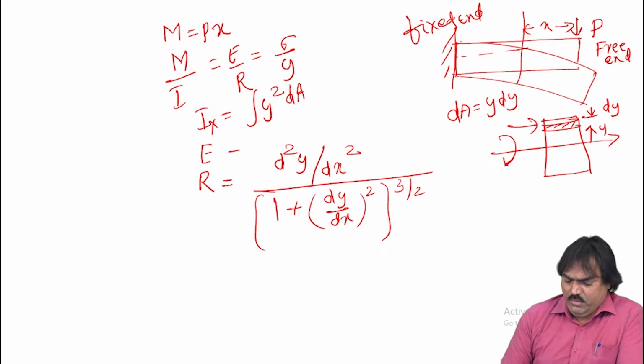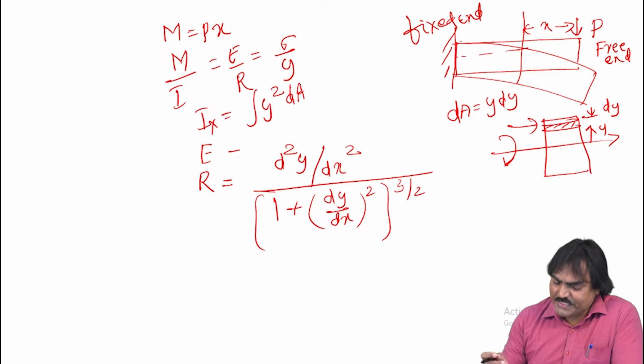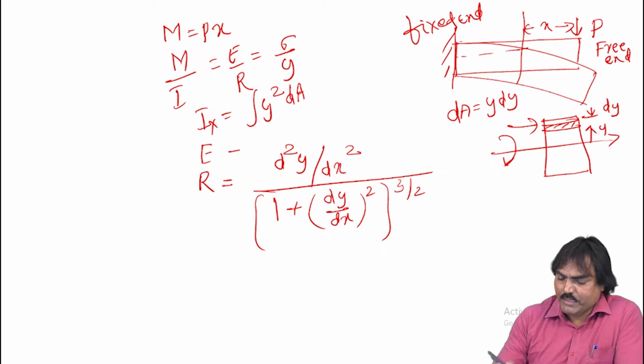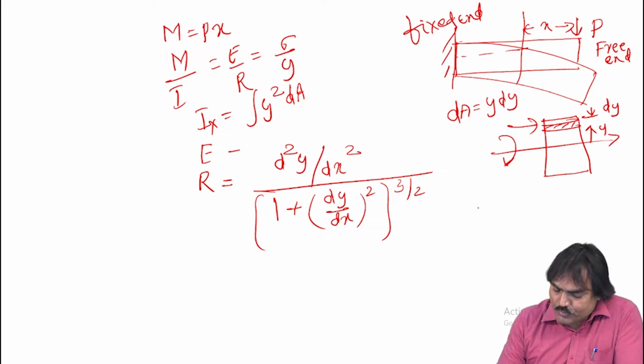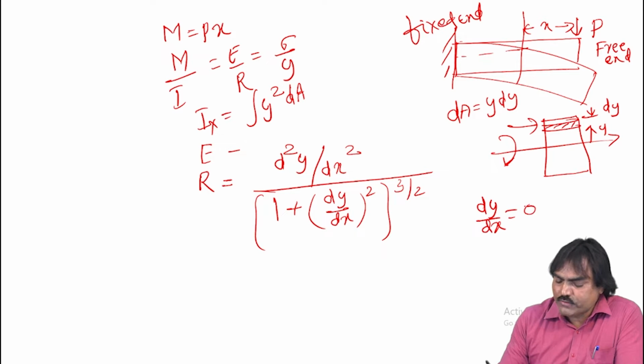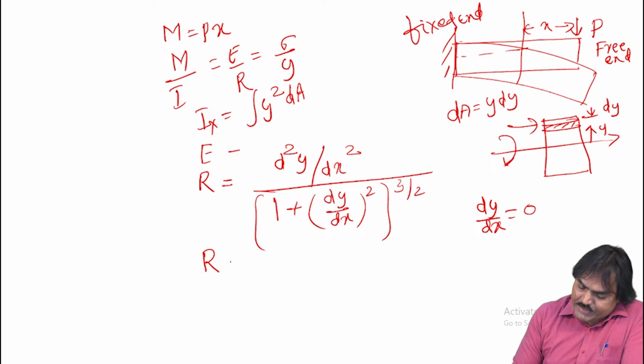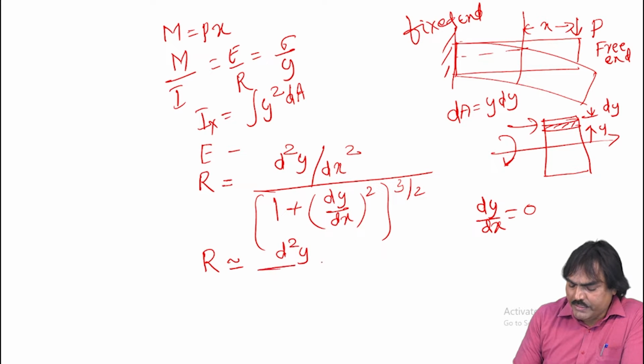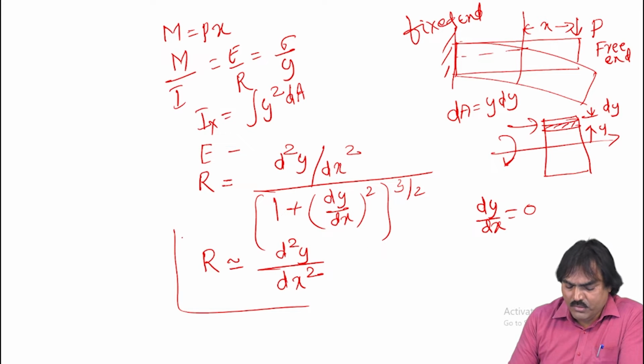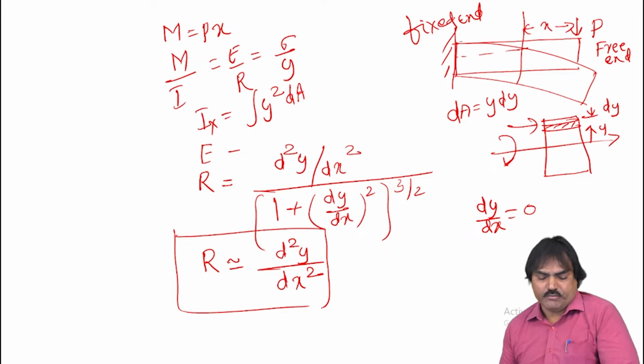Generally, the slope of the beam will be very small compared to the deflection. So if you neglect the slope dy/dx, the approximate equation for the radius of curvature becomes d2y/dx². This is the radius of curvature equation.